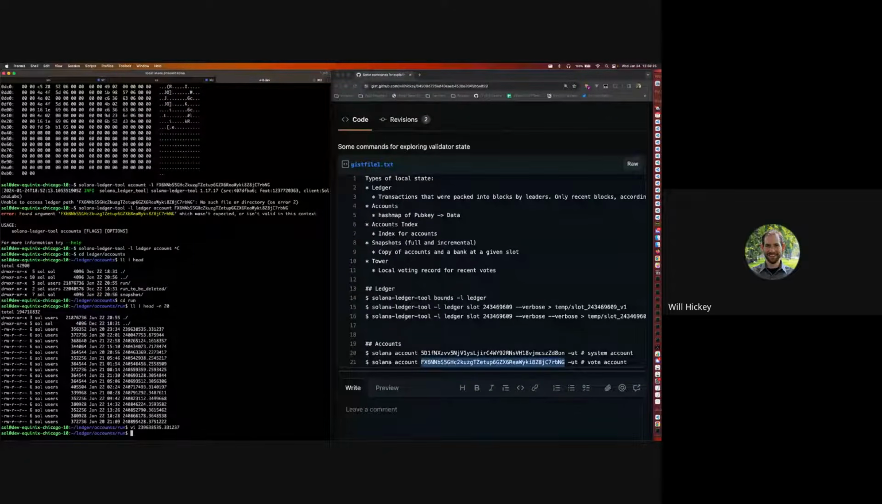Let's see. We had a question about how does no snapshot fetch differ from the new flag introduced for fast boot? Basically, before fast boot, your node was going to unpack a snapshot and use that. But with fast boot, you can skip unpacking the snapshot and just use the existing accounts data that's already on your disk.